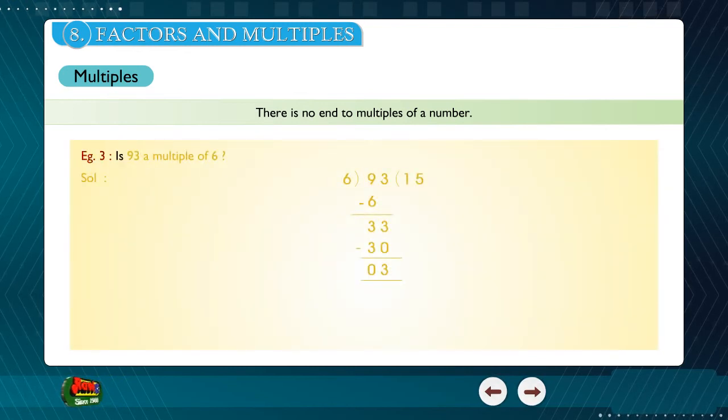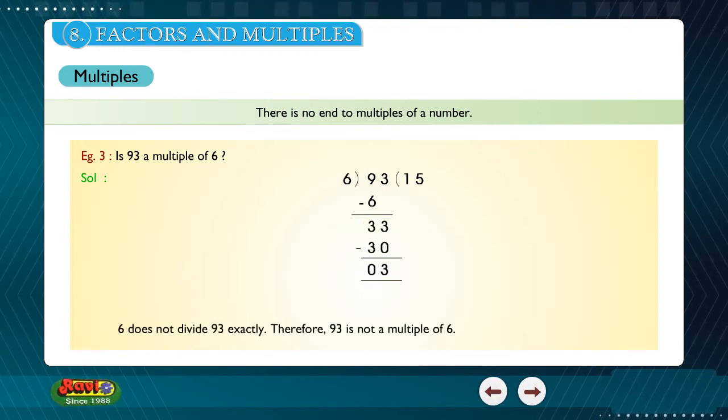Example 3. Is 93 a multiple of 6? Solution: 93 divided by 6. 6 × 1 = 6. 9 minus 6 is equal to 3. 6 × 5 = 30. 33 minus 30 is equal to 3. 6 does not divide 93 exactly. Therefore, 93 is not a multiple of 6.